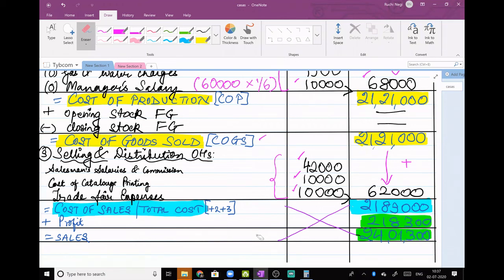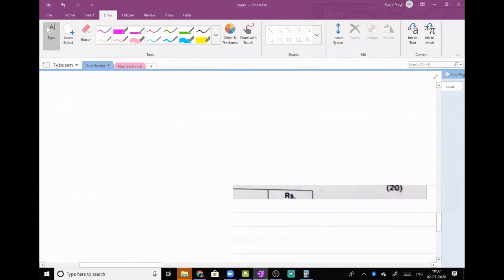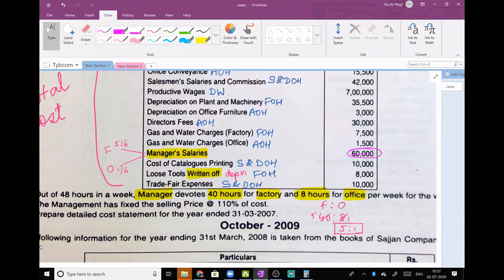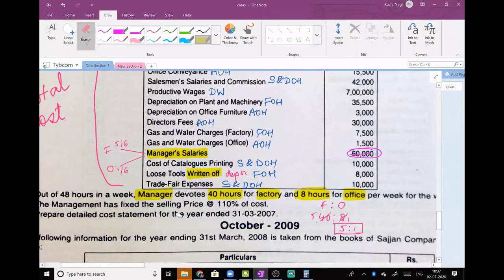Now next, the most important part of the question is the last line of the question. Selling price is 110% of cost. Okay, this is the most important thing. Selling price is 110% of cost.